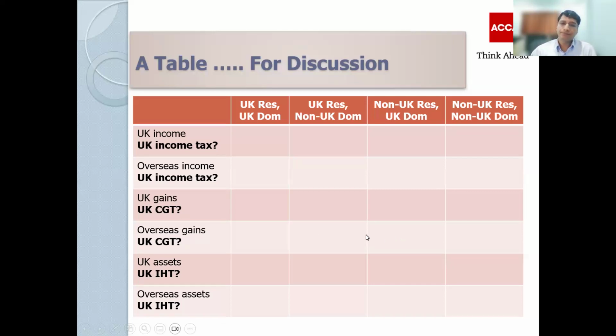Let's move on to a little peculiar tax, inheritance tax. Inheritance tax works differently to income tax and the capital gains tax in the UK. And not very many countries in the world have this inheritance tax, IHT, regime.